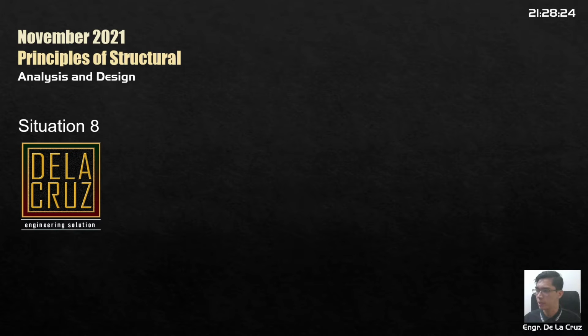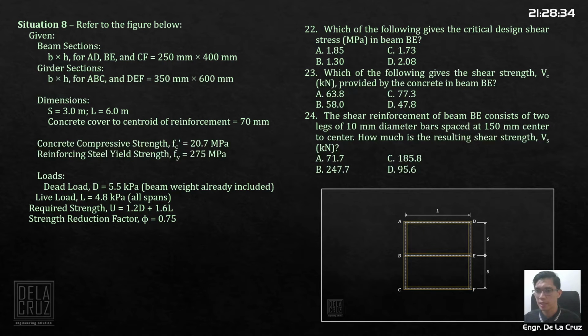Right, so let's have situation 8. Still structural engineering and construction. Now, this is the principles of structural analysis and design. This is our problem, situation 8. Refer to the figure below. This is the figure given in the board exam.